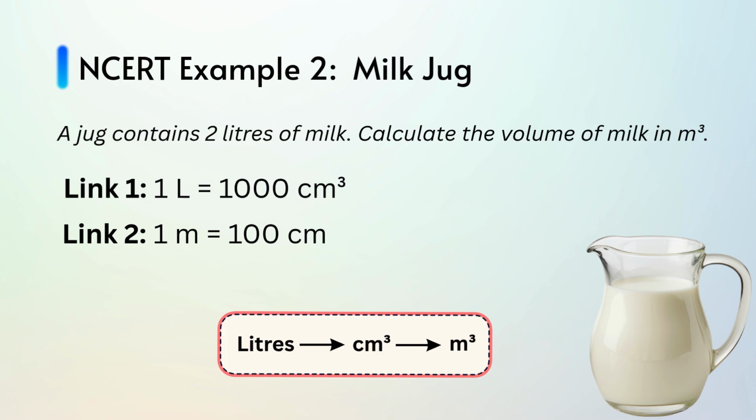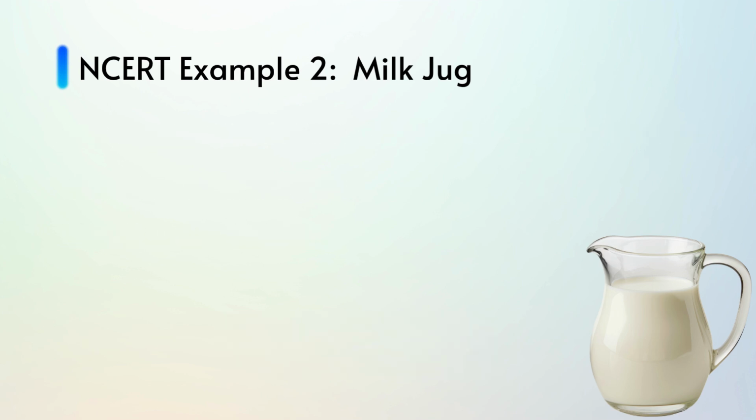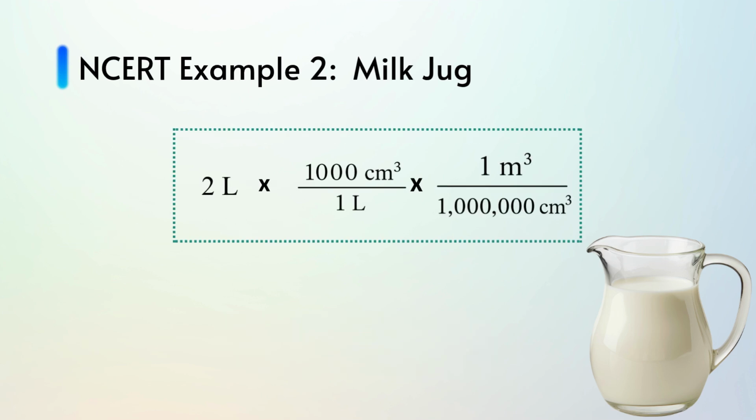Now let's perform the calculation. Write the complete conversion as shown. So 2 liters into 1000 centimeter cube upon 1 liter into 1 meter cube upon 1 million centimeter cube. Now observe carefully. First cancel the liter units, then cancel the cubic centimeter units. Now only cubic meter remains. Multiply the numbers. The final answer is 2 into 10 to the power minus 3 meter cube.